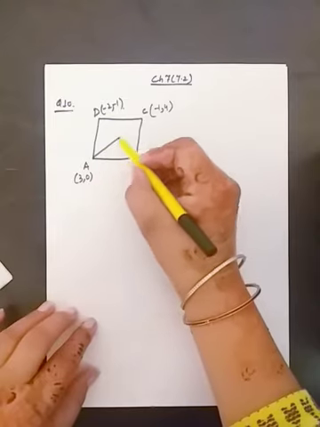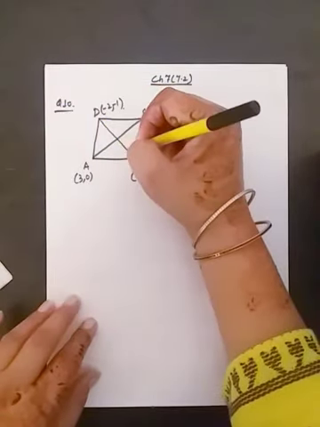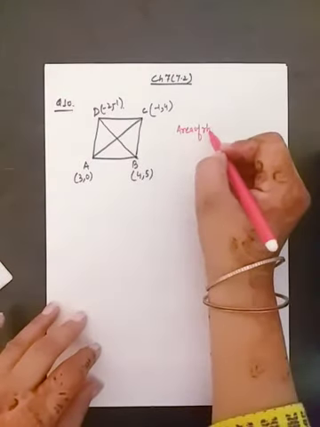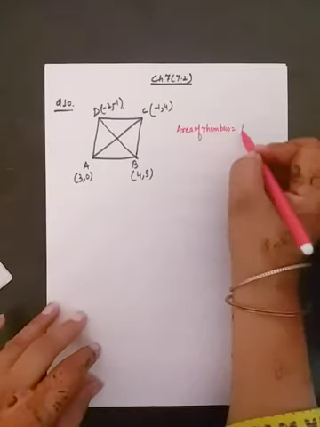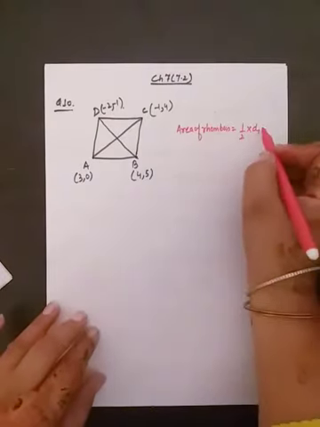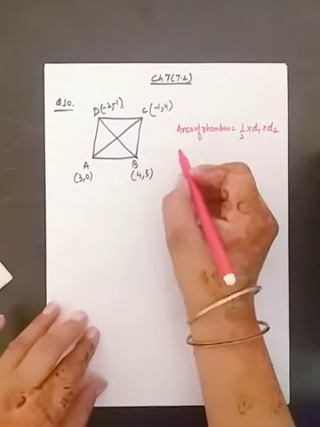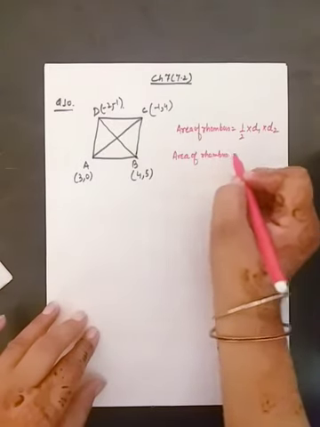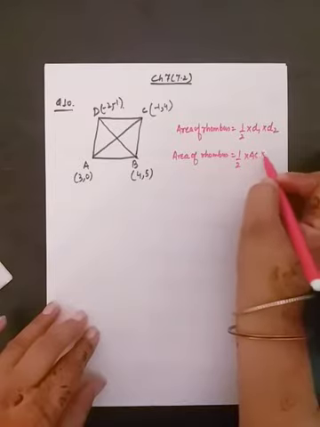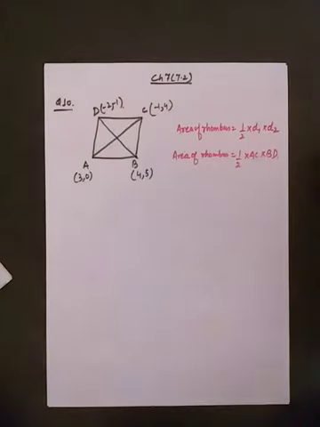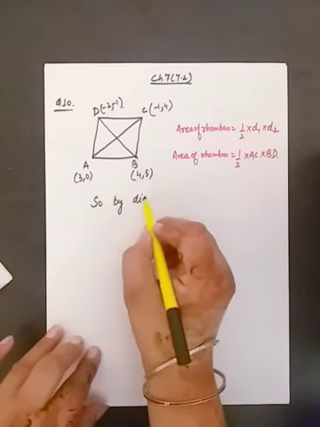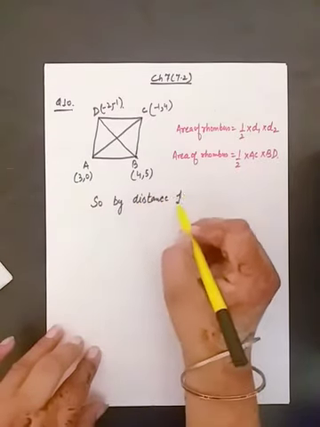For this, first of all, we will join its diagonals, and here the area of the rhombus is 1/2 × d1 × d2. d1 means diagonal 1 and d2 means diagonal 2. So here diagonal 1 is AC and diagonal 2 is BD. It means to find the area of this rhombus, we have to find the length of its diagonals. So by the distance formula, we can find the lengths.